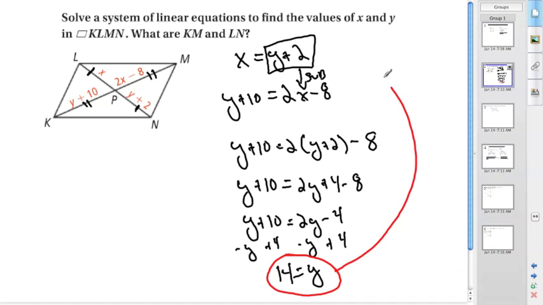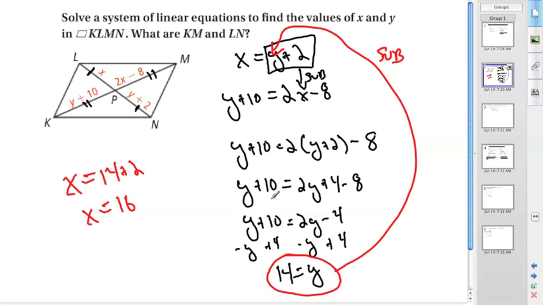I'm going to now substitute it in. So x equals 14 plus 2. So x equals 16. So I solved for my two variables by using systems of equations with substitution. So I want KM, K to M. So now we have to plug it in.